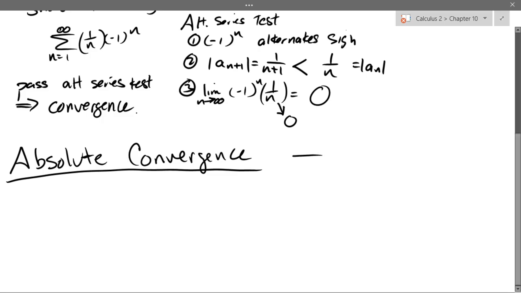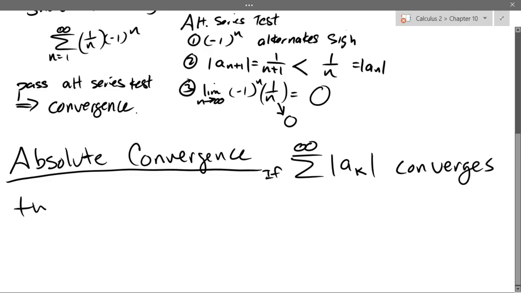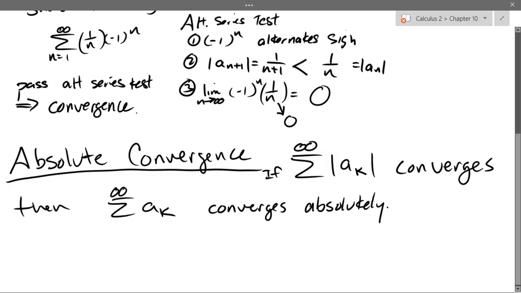So what you're going to look at is summation. So we'll write, if the infinite sum of |a_k| converges, then we say that the summation without the absolute value converges absolutely. So if the absolute value of each term, if that series converges, then you can say your series absolutely converges.